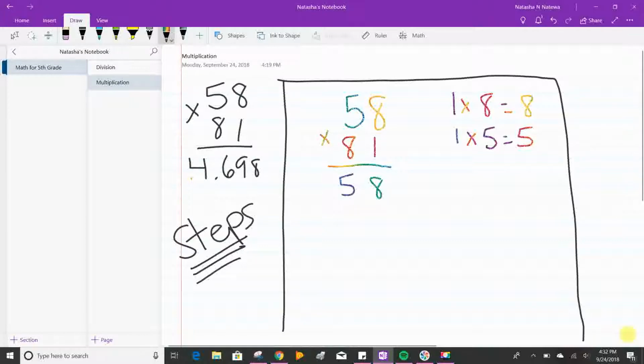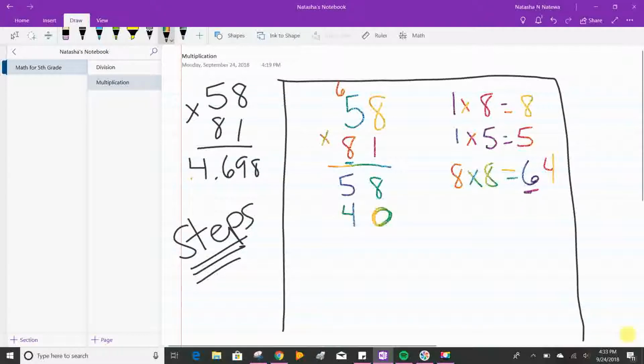Now that we're done multiplying the ones, we're going to multiply the tens. When we move over to the tens, we have to put a 0 because we're not multiplying the ones. 8 times 8 is 64. The 4 goes on the bottom because it's the ones, and the 6, because it's a 10, goes on top.